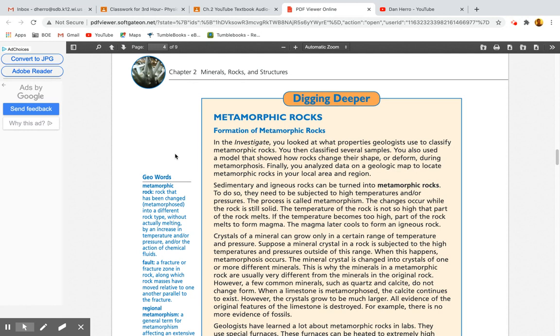Sedimentary and igneous rocks can be turned into metamorphic rocks. To do so, they need to be subjected to high temperatures and/or pressures. The process is called metamorphism. The changes occur while the rock is still solid. The temperature of the rock is not so high that part of the rock melts. If the temperature becomes too high, part of the rock melts to form magma. The magma later cools to form an igneous rock.